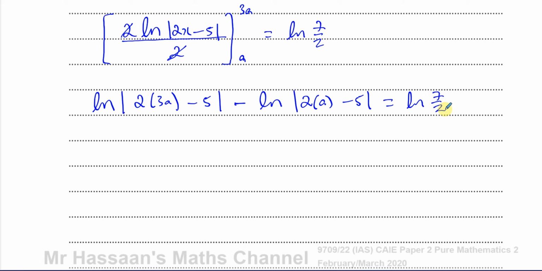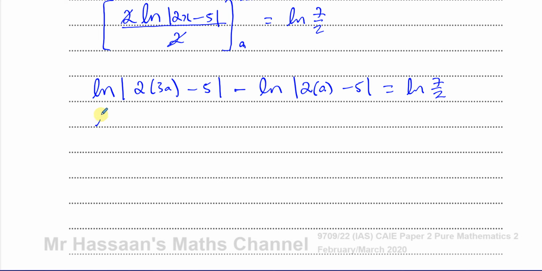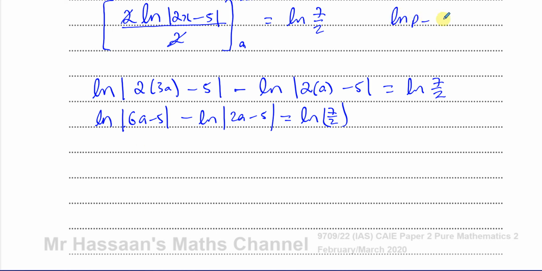a is a positive constant, but we still don't know exactly what it is. So we should keep writing the modulus, because the input could still be negative. Now I can use the laws of logarithms. I know that the ln of p minus the ln of q gives the ln of p over q, using the division law. So I can do the same thing here: the ln of the modulus of 6a minus 5 over 2a minus 5 is equal to the ln of 7 over 2.